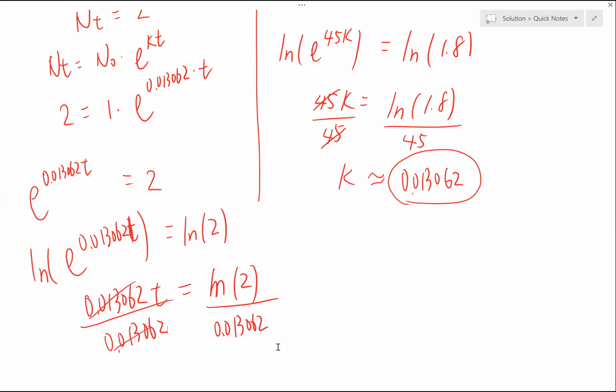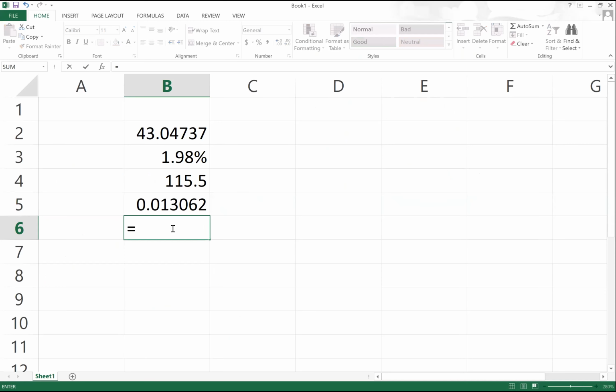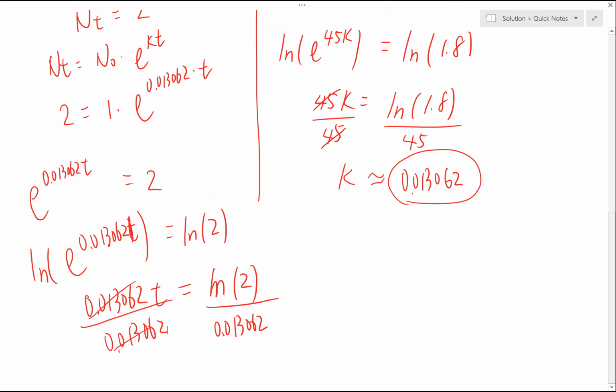One more time, we put it into the Excel. So it's equal to Ln of 2 divided by 0.013062. Okay, and that should give us a doubling time. Okay, and that turned out to be 53.1 years. Right, we can round to one decimal place. 53.1 years. It takes a little bit more than half a century to double the population. So time t here is approximately 53.1 years.